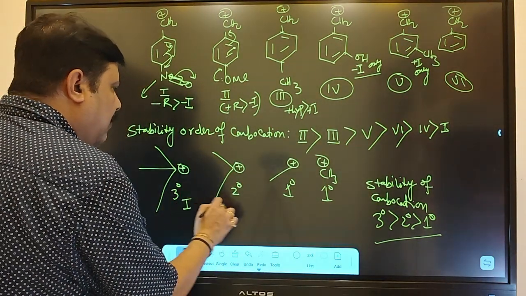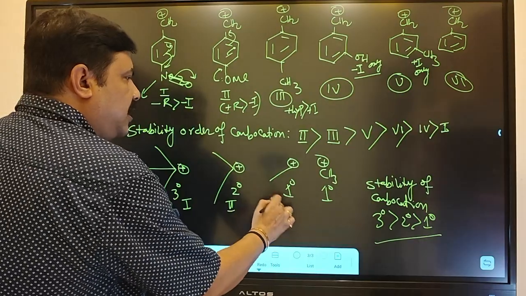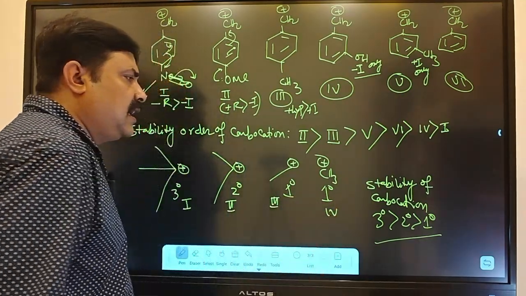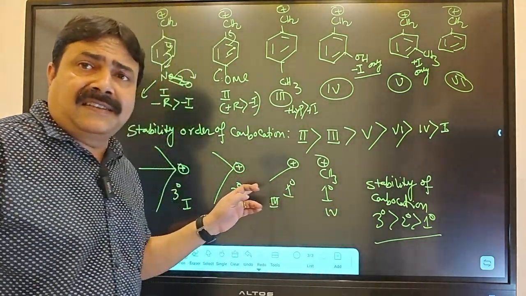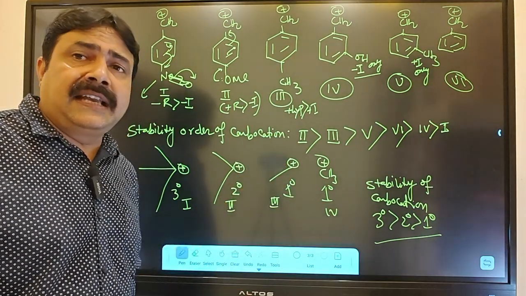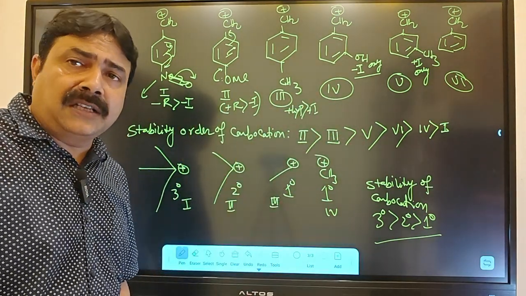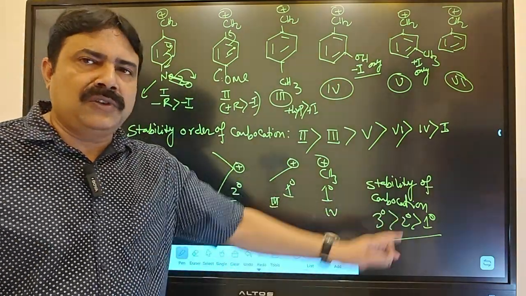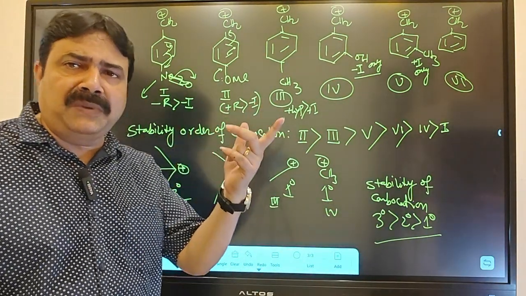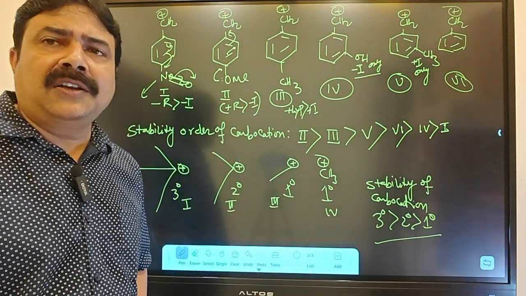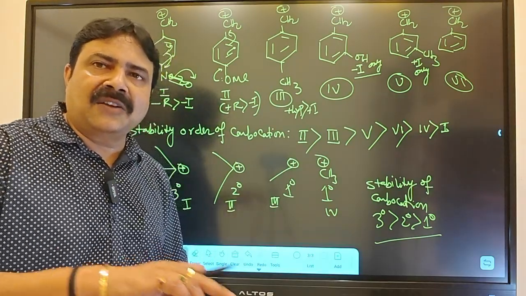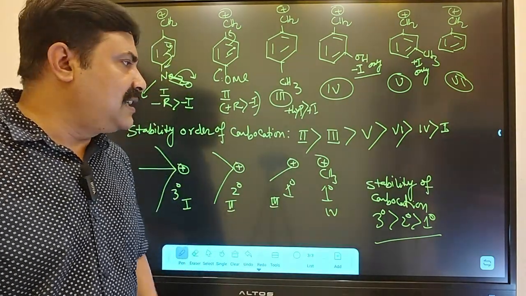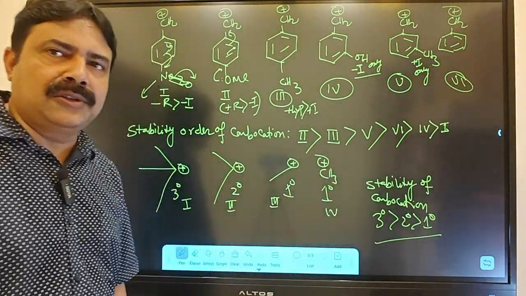Why is methyl 1 degree the least stable? Because in ethyl carbocation, at least one methyl group is giving hyperconjugation as well as plus I. So that's why methyl carbocation will always be the least stable. How do you remember this in one shot? The stability order of carbocation is 321, whereas for carbanion it is 123. That's how you will remember all of these things.